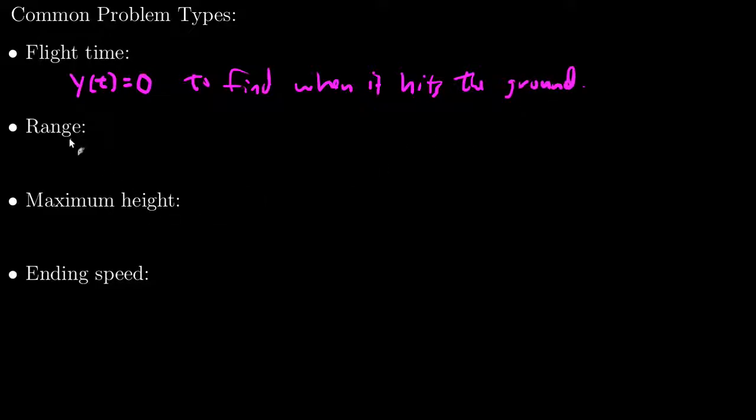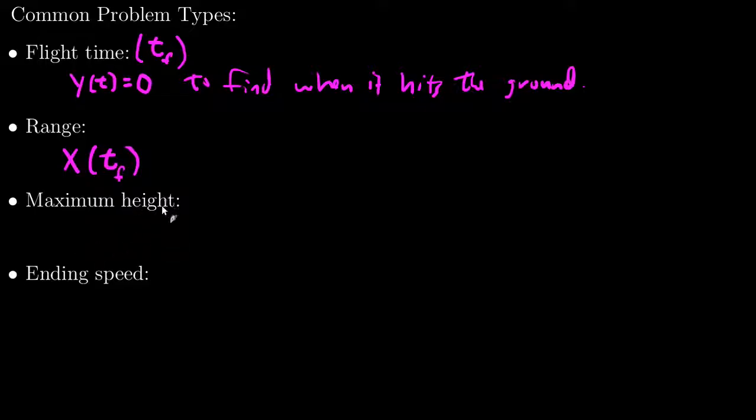The range, well, you want to know how far it goes distance-wise before it hits the ground. We can get the flight time, which I note as TF, from this. So the range is going to be how far horizontally we go before we hit the ground.